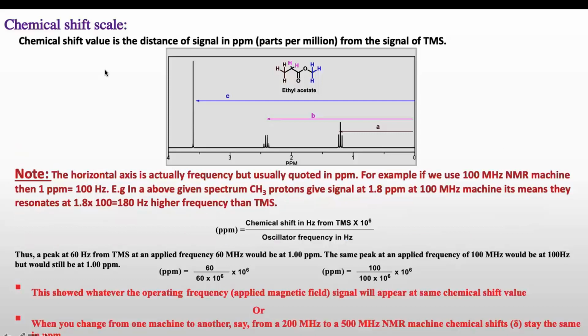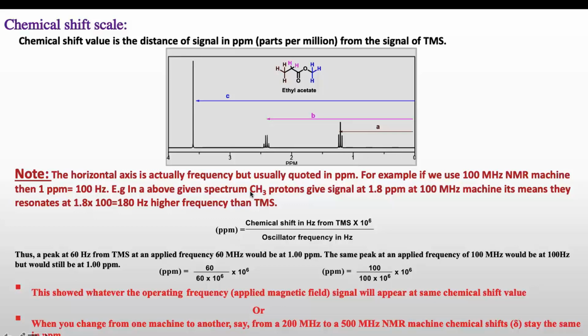So chemical shift value is the distance of a signal, in ppm, from the signal of TMS. It means this is the distance of these protons from TMS. This chemical shift value is the distance for this proton from the TMS proton, and this is the distance of this signal from the TMS signal. So actually chemical shift is the distance from the signal of TMS protons in ppm, or parts per million. Here we will see that the horizontal axis is actually frequency, but usually quoted in ppm. For example, if we use a 100 megahertz NMR machine, then 1 ppm will be 100 hertz. This 1 ppm corresponds to 100 hertz in a 100 megahertz machine.